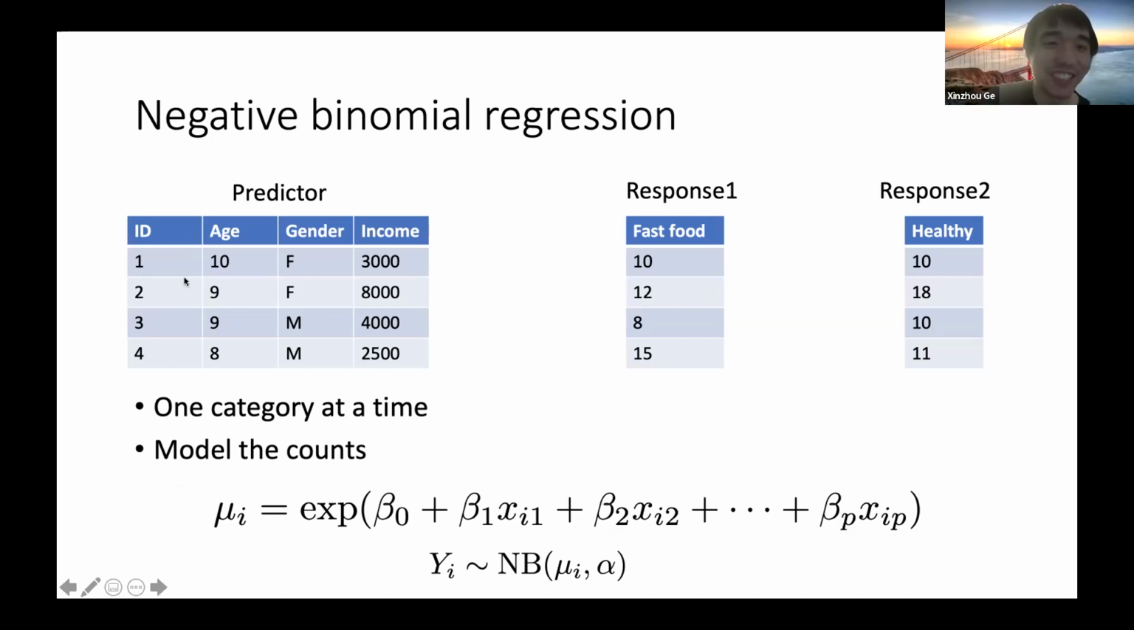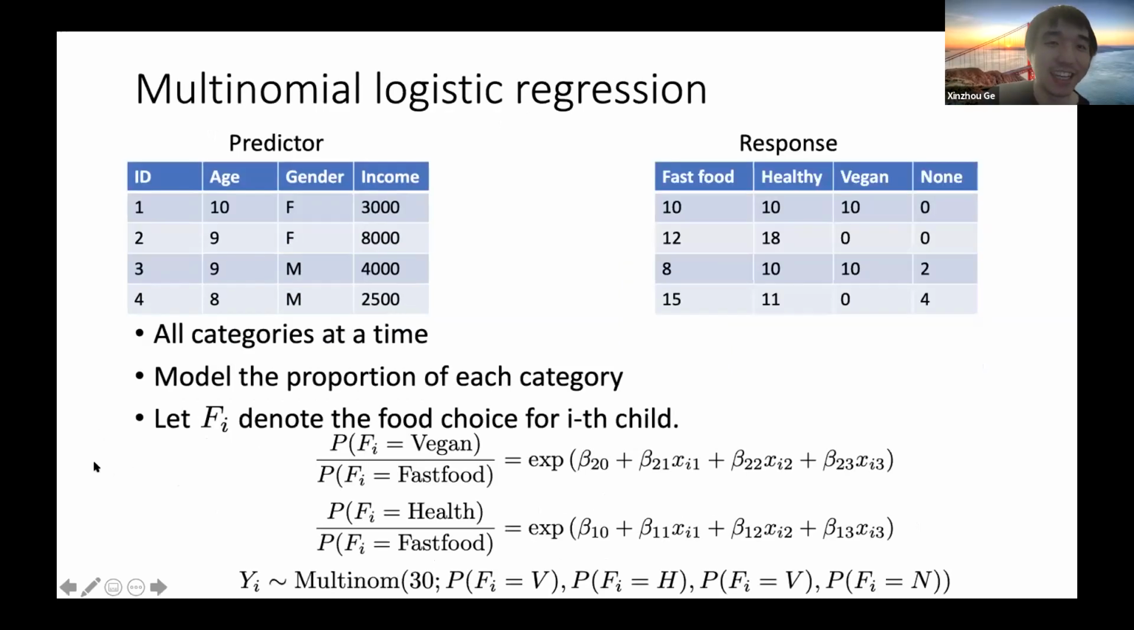Okay, that's for the negative binomial regression, and the next model is multinomial logistic regression. So I'm not sure whether Jessica has introduced logistic regression in this course, but yeah, this is very similar. Okay. Just now, we're talking about binomial. So I talked about binomial logistic regression. So here you are talking about multinomial logistic regression. Yeah. The difference between binomial logistic regression and multinomial logistic regression is that in multinomial logistic regression, we have multiple categories. So in binomial, you only have two categories.